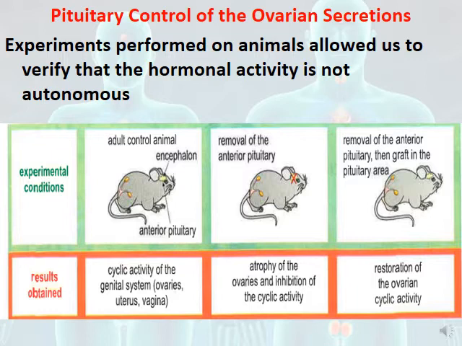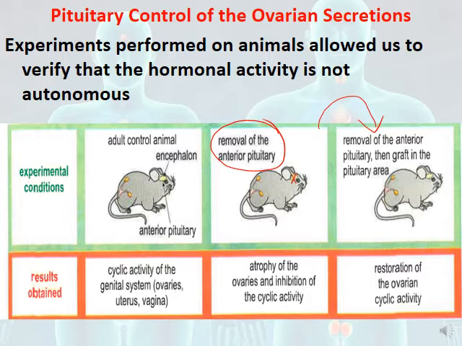Then the second experiment, what did we do? We removed the anterior pituitary gland. So removal of the anterior pituitary gland leads to the atrophy of the ovaries and inhibition of the cyclic activity. Okay, so here, the anterior pituitary is important for the development of the ovaries and the cyclic activity. Whereas, third experiment, the removal of the anterior pituitary, then grafting it in the pituitary area, leads to the restoration of the ovarian cyclic activity.